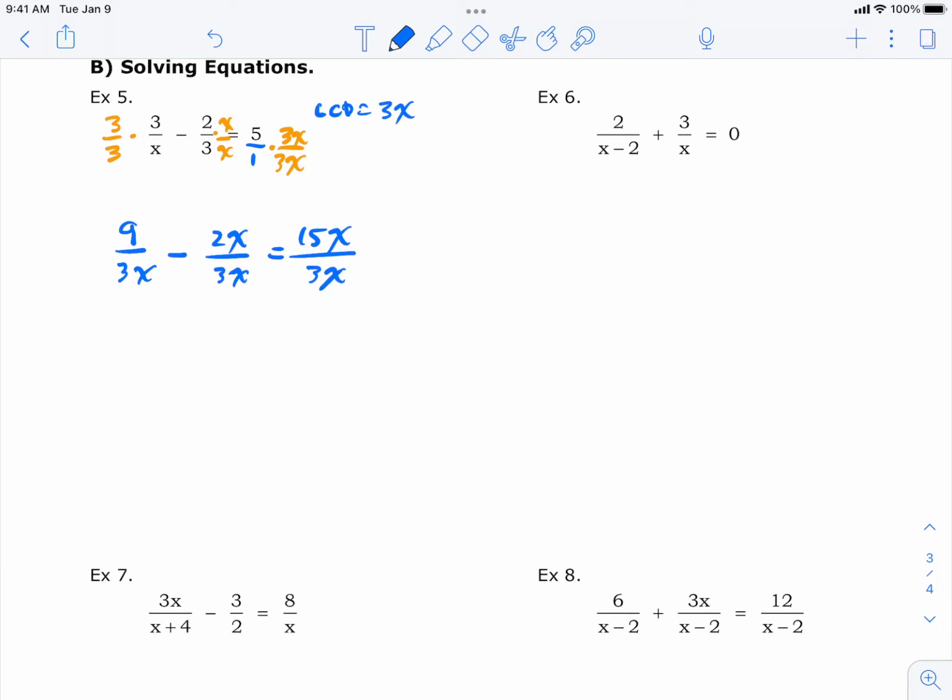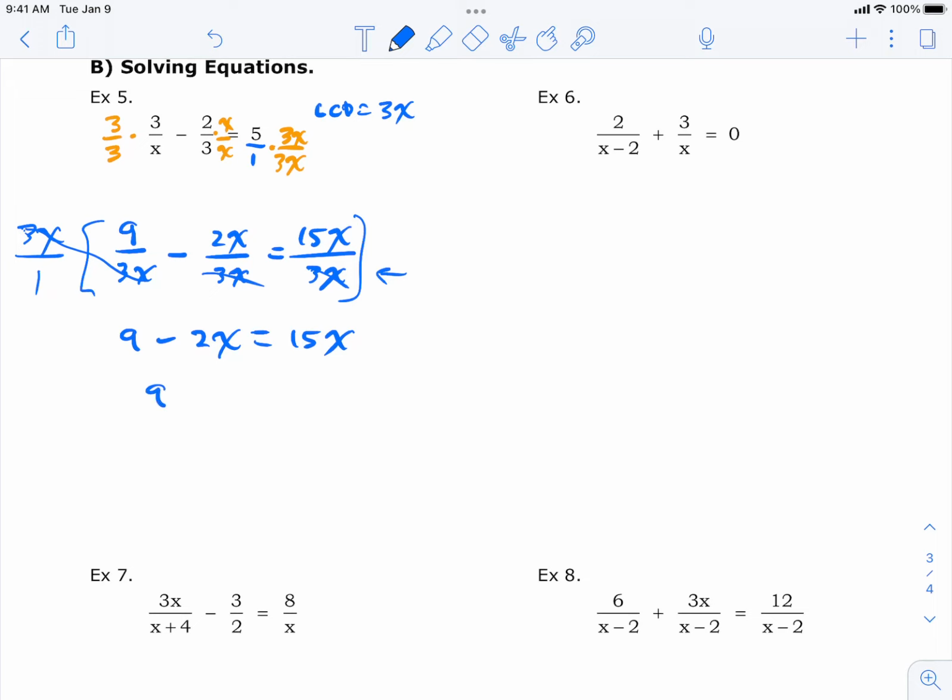Now if it's 3x all the way across the bottom, you can just kind of ignore that. This is your equation right here. They kind of, in a sense, cancel. I suppose you could think in terms of, I'm going to multiply the entire equation by 3x, which is going to cancel that denominator, and that denominator. However you look at it, the denominators go away. So 9 minus 2x equals 15x.